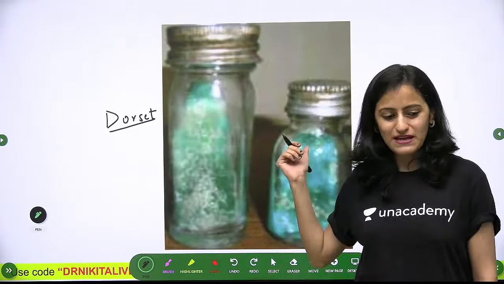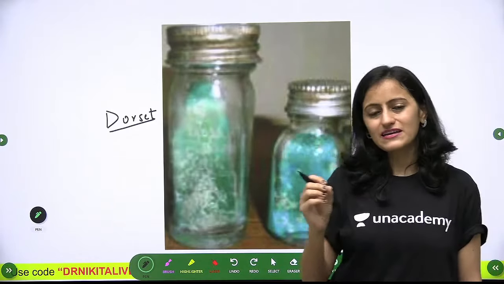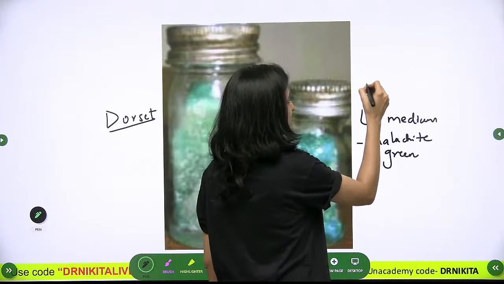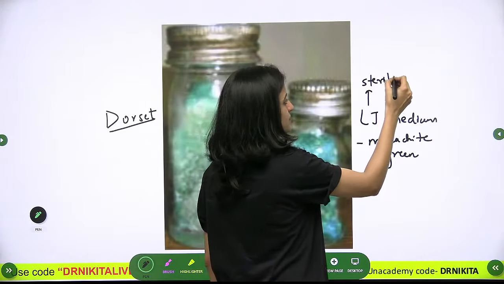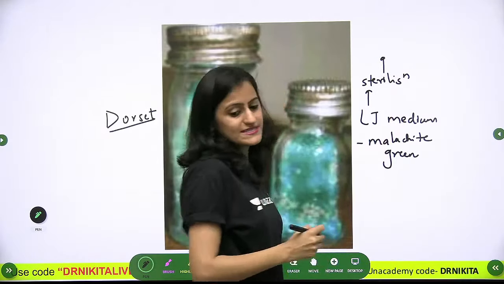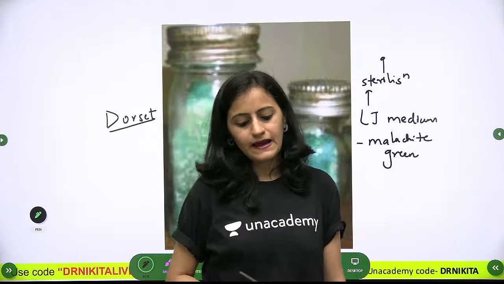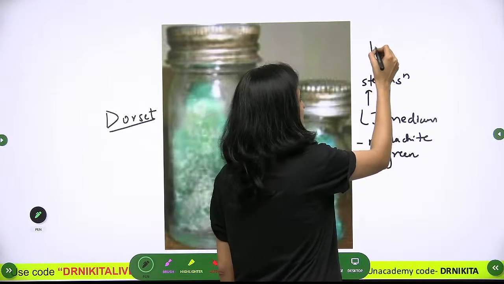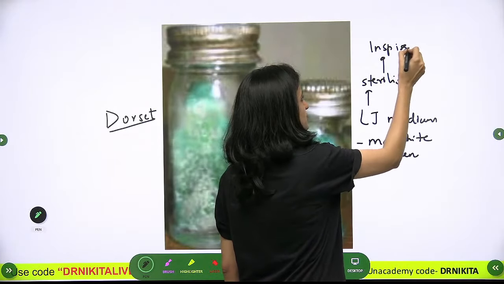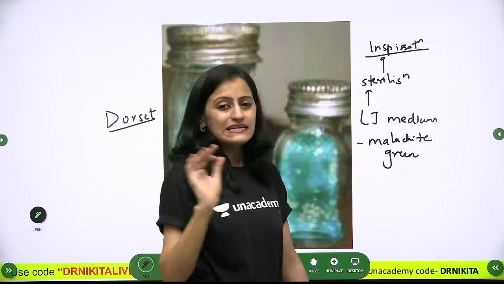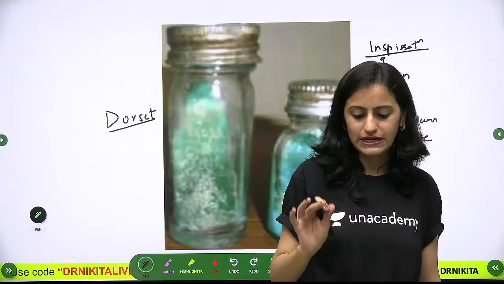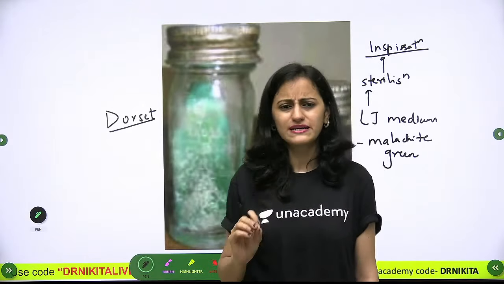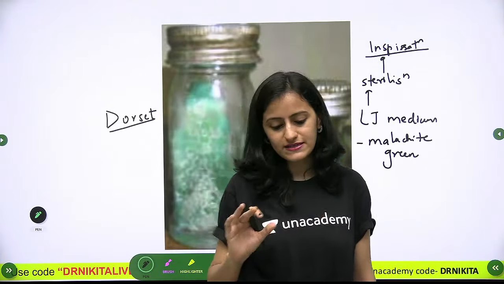And what is the solidifying medium used here? It is egg. Very important question. How do you sterilize LJ medium? Is it sterilized by autoclaving? How is this sterilized? The LJ medium is sterilized by? Very good, Akash. Remember, it is sterilized by inspissation. It is not sterilized by autoclaving. Please remember, it is one of the few exceptions for culture media which are not sterilized by autoclaving.